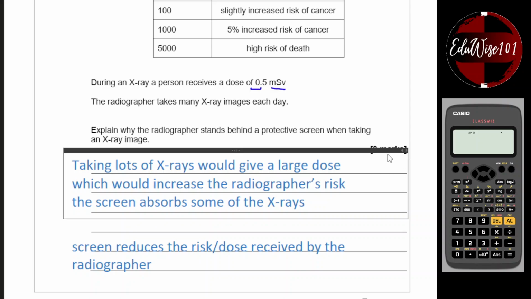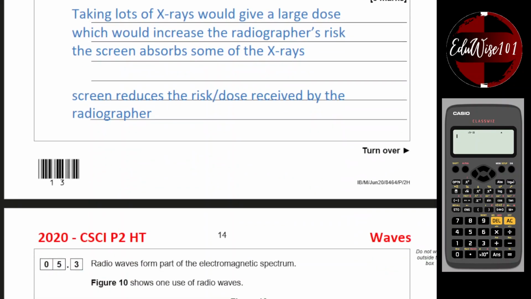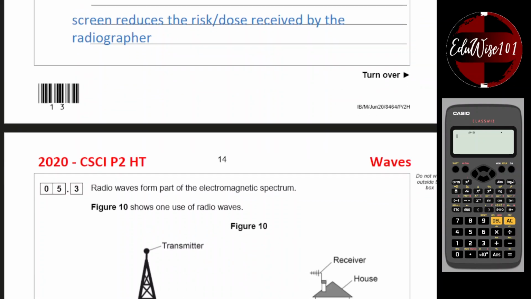Right? So for 3 marks, if they are exposed to the X-ray too much, it will increase the risk. Because the screen absorbs some of the rays, we can reduce the risk for the radiographer. And usually they work on a rota where they are not actually working throughout, so they share jobs with other people, so they actually rotate from time to time, right?